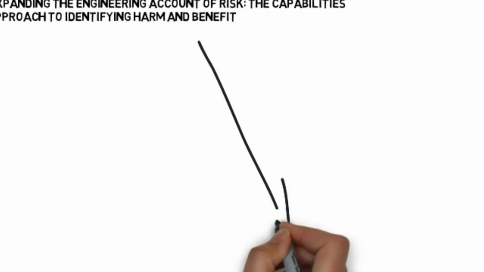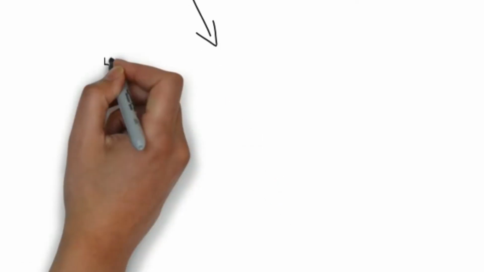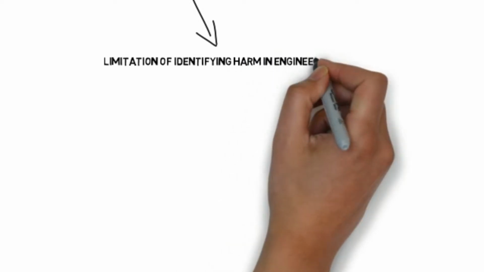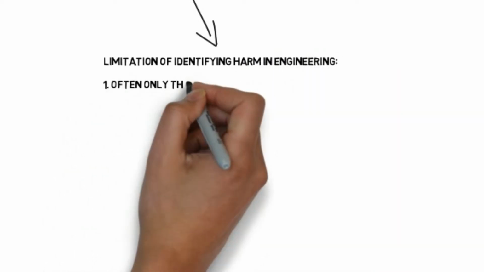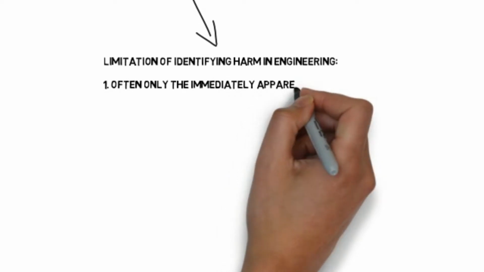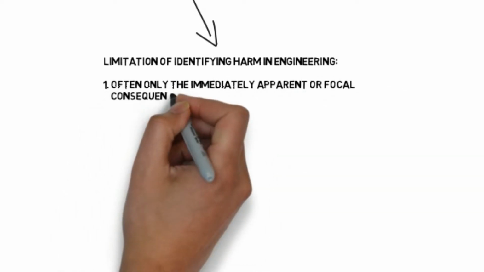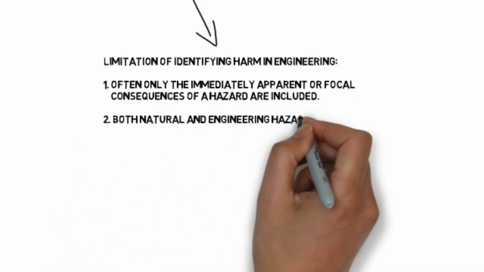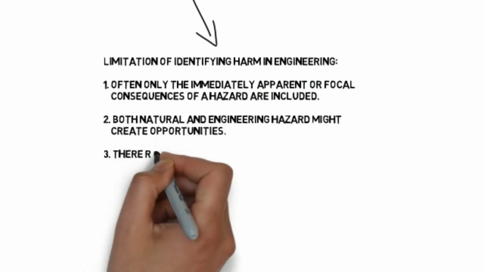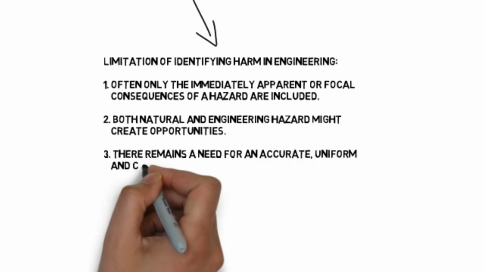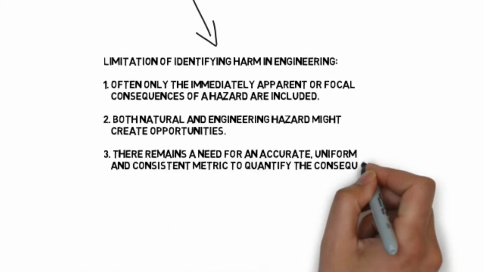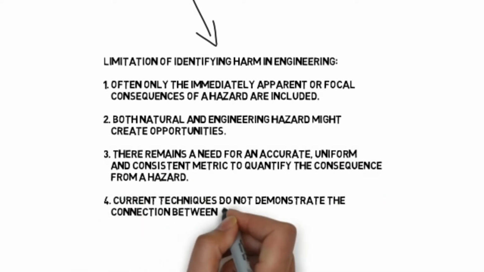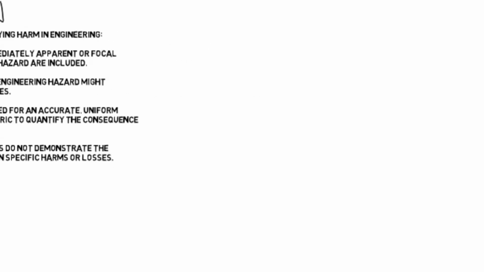And then the third subtopic is limitations of identifying harm in engineering. First is that often only the immediately apparent or focal consequences of a hazard are included. Both natural and engineering hazards might create opportunity. There remains a need for an accurate, uniform, and consistent metric to quantify the consequences from hazard. Current techniques do not demonstrate the connection between specific harm and losers.